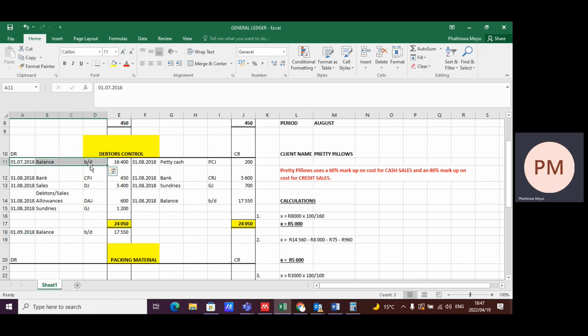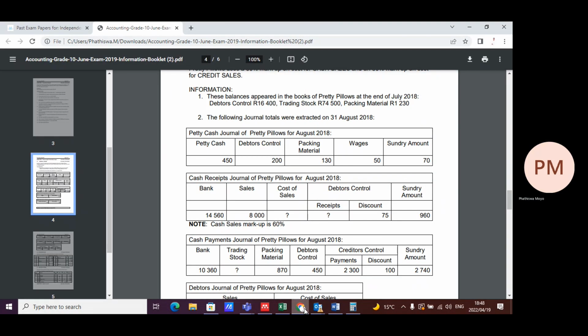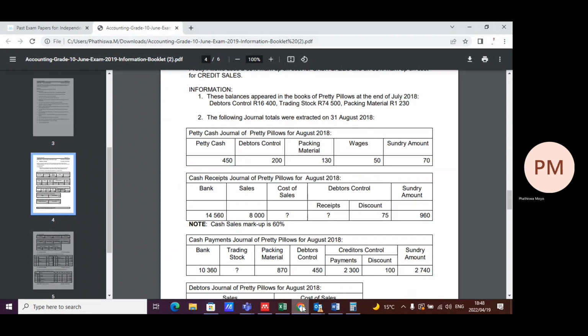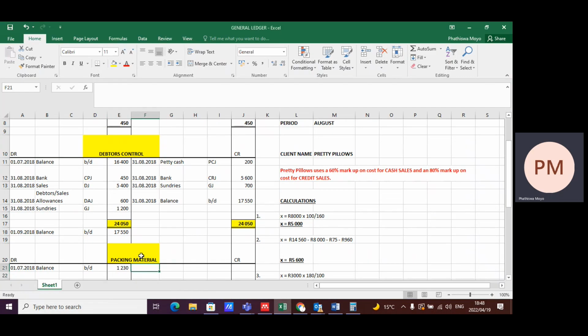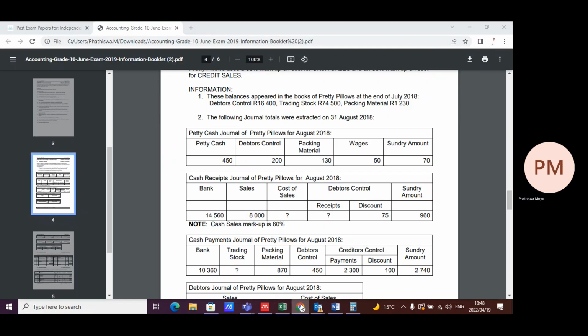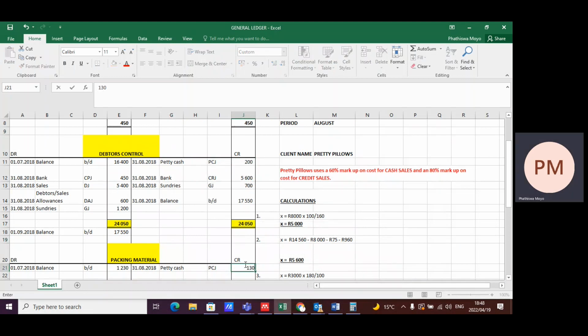Okay, so balance, copy this as is, and the packing material is 1,230. So we have it here. We paid for packing material in petty cash. Petty cash is 130.